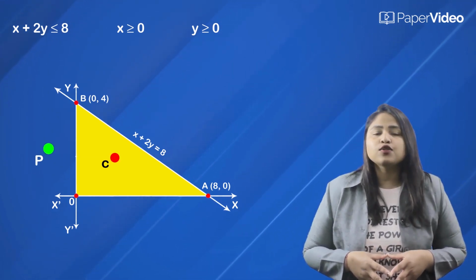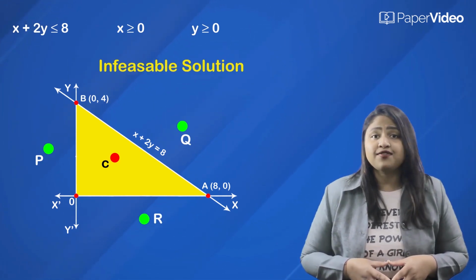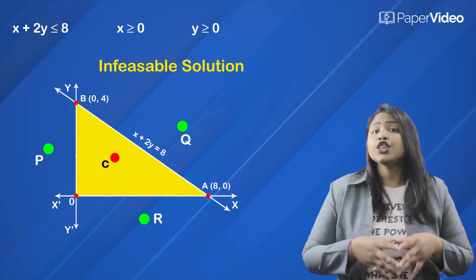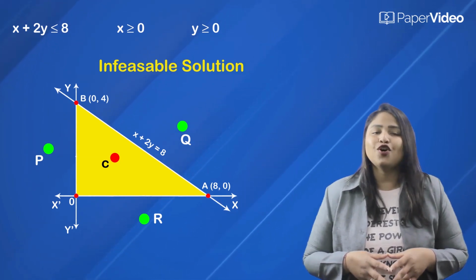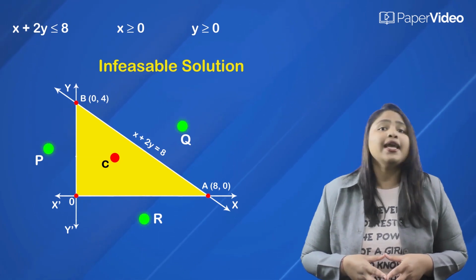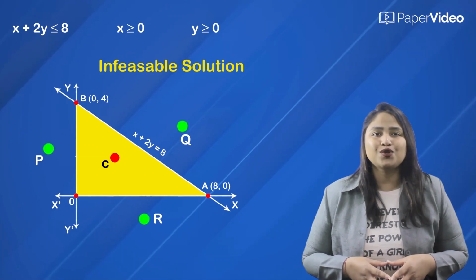A set of values of the variables of a linear programming problem which do not satisfy the set of constraints and the non-negative restrictions is called an infeasible solution of the problem. Graphically, any point outside the feasible region is called an infeasible solution.